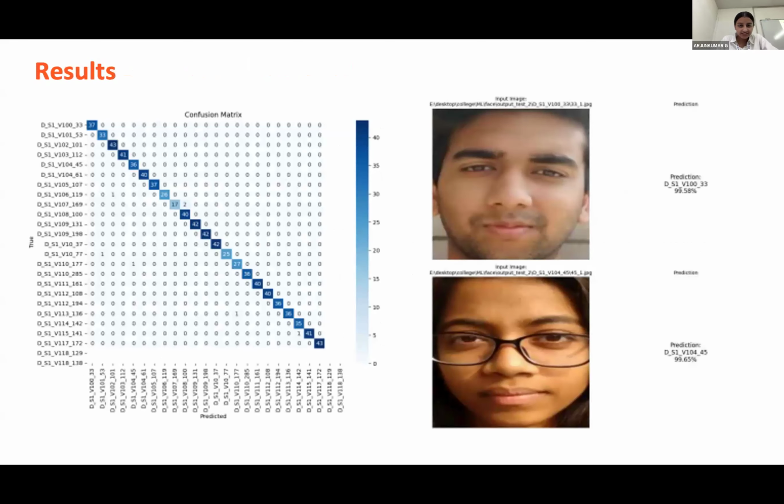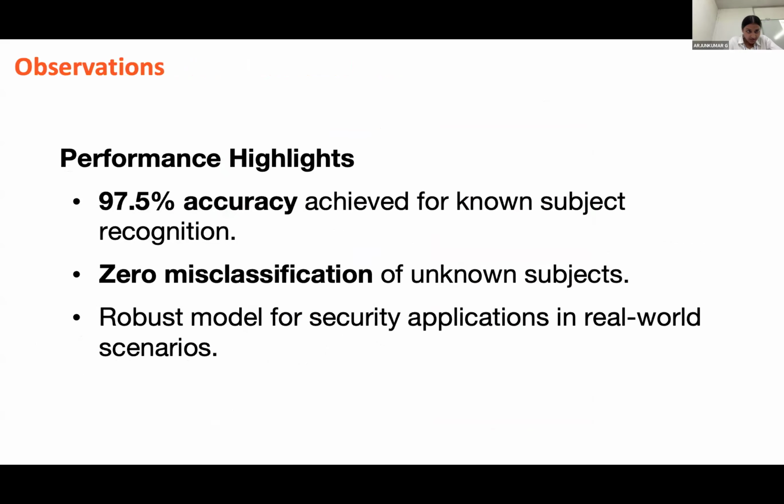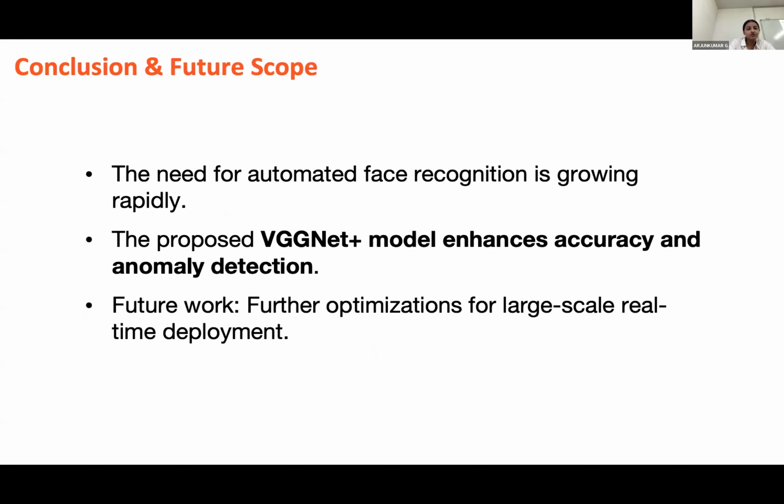So the results are, as we can see, the model has correctly predicted with a high percentage. It has given the label for the person which the model has detected, and the confusion matrix is also presented. The performance highlights are 97.5% accuracy achieved for known subjects and 0 misclassification for unknown subjects. And the future scope, we are working on optimizing it for large scale, real-world deployment. Thank you.